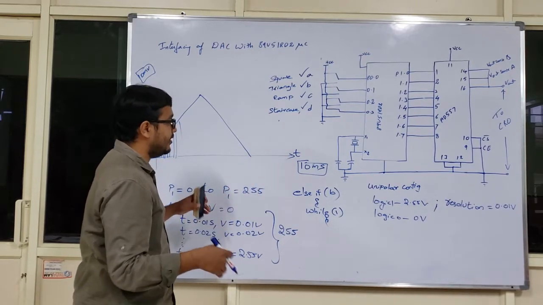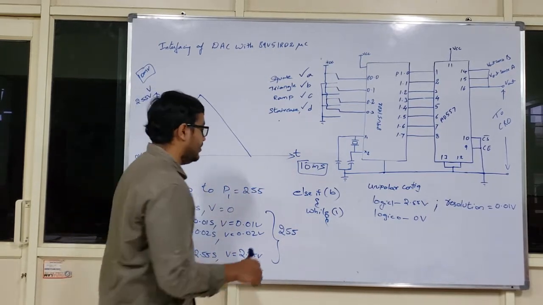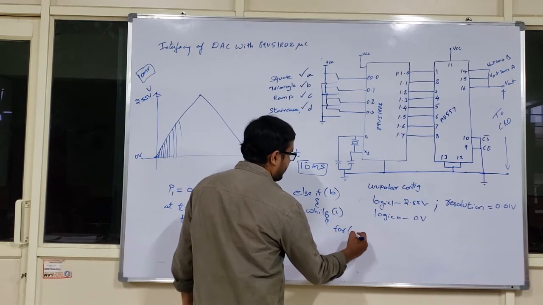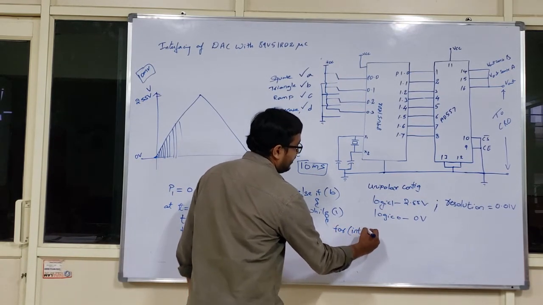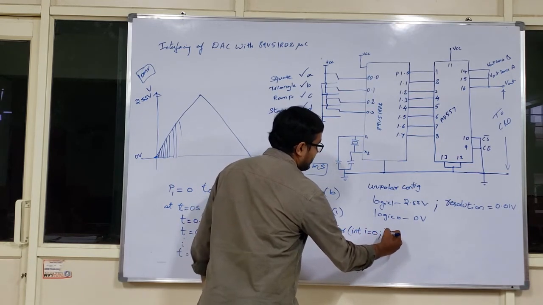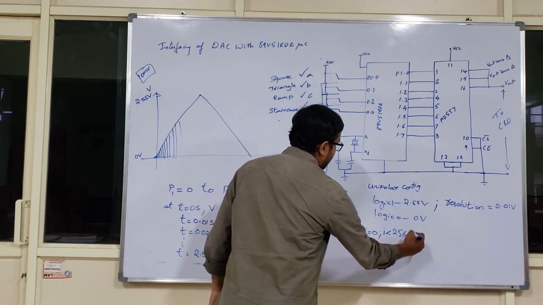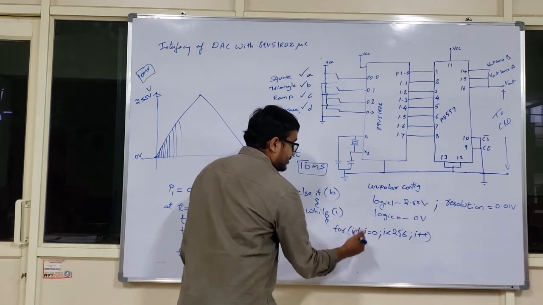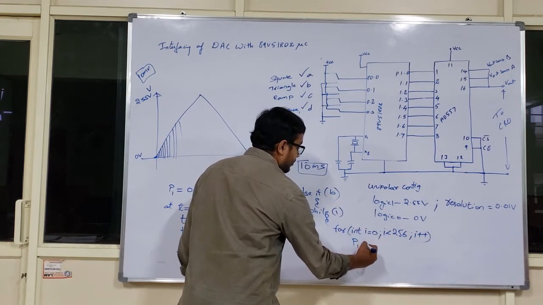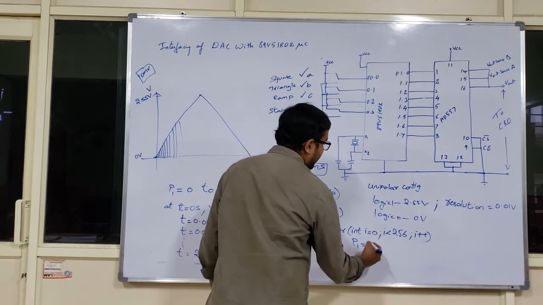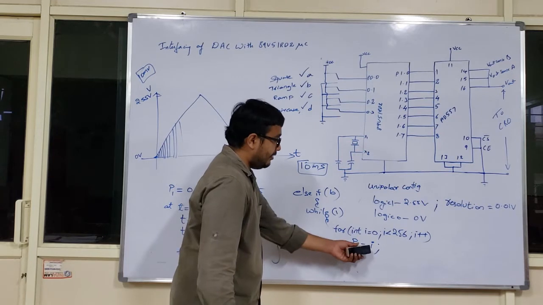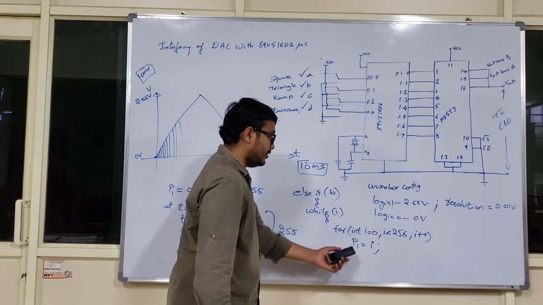If I would like to generate, I can use the while loop here. So while of 1. Now let me take an internal for loop, like for int i equal to 0. How many iterations? i is less than 256, i plus plus. So these are the number of iterations of time the voltage is taking. Now P1 equal to i. So for i equal to 0, P1 equal to 0, next P1 equal to 1, next P1.